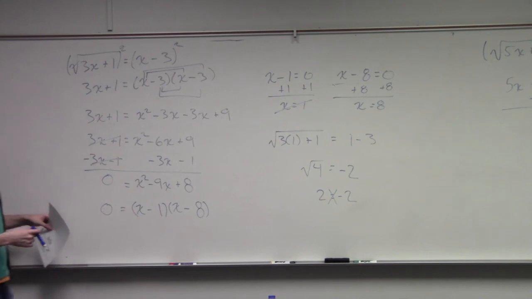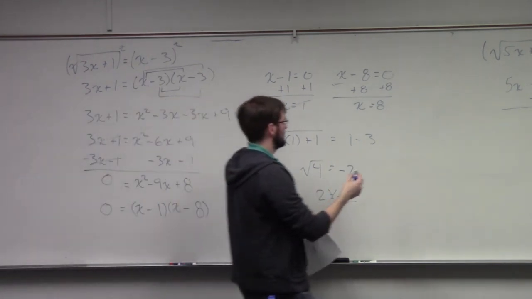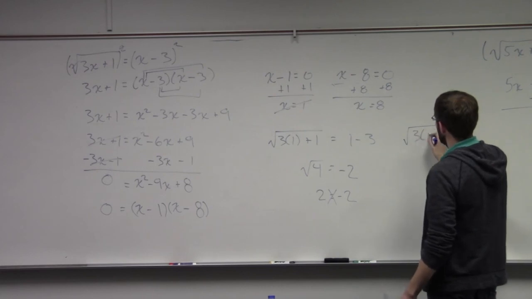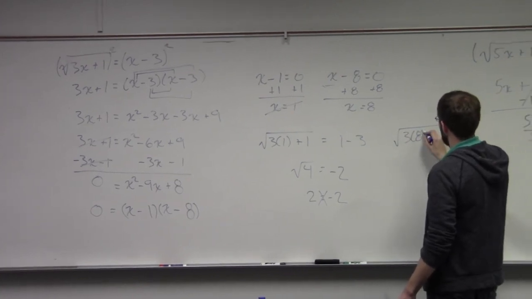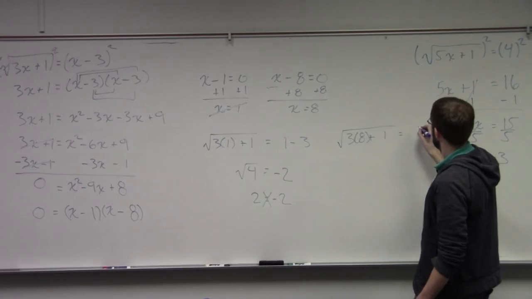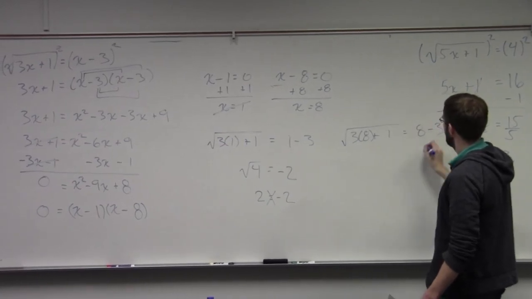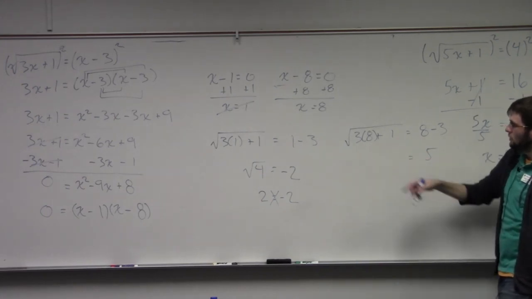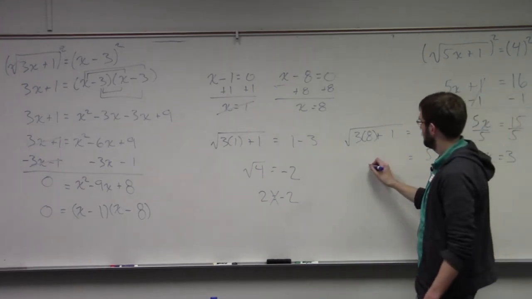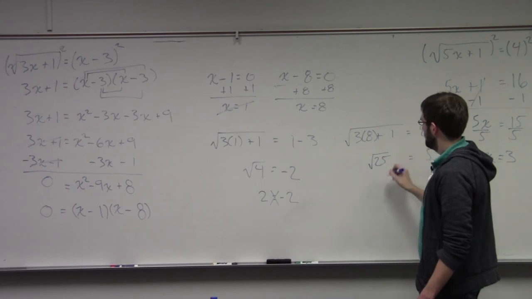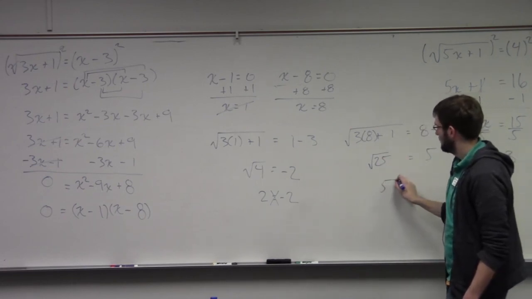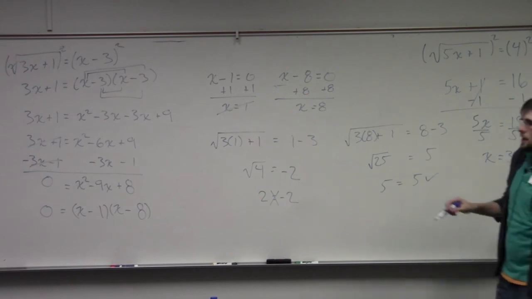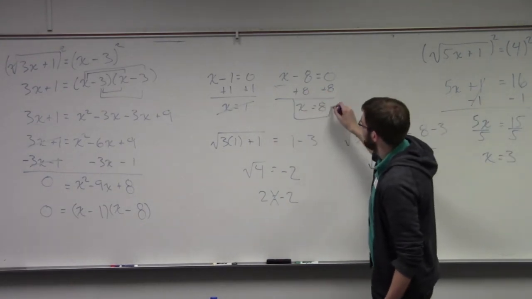All right, and then next I want to check 8 to make sure it works. Square root of 3 times 8 plus 1, equals 8 minus 3. So 8 minus 3 is 5. And 3 times 8 is 24. Plus 1 is 25. And the square root of 25 is 5. So 8 checks out. So 8 for this equation here is our only solution.